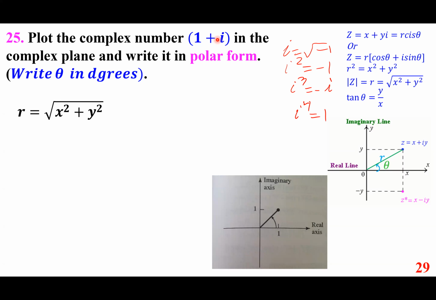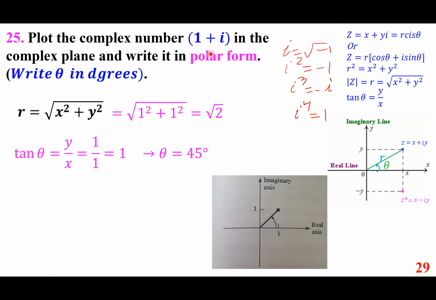And this is 1 plus 1i. Remember that 1 plus 1i. So 1 squared plus 1 squared makes it square root of 2. Tan theta is y over x, and that gives us theta of 45 degrees or pi over 4.